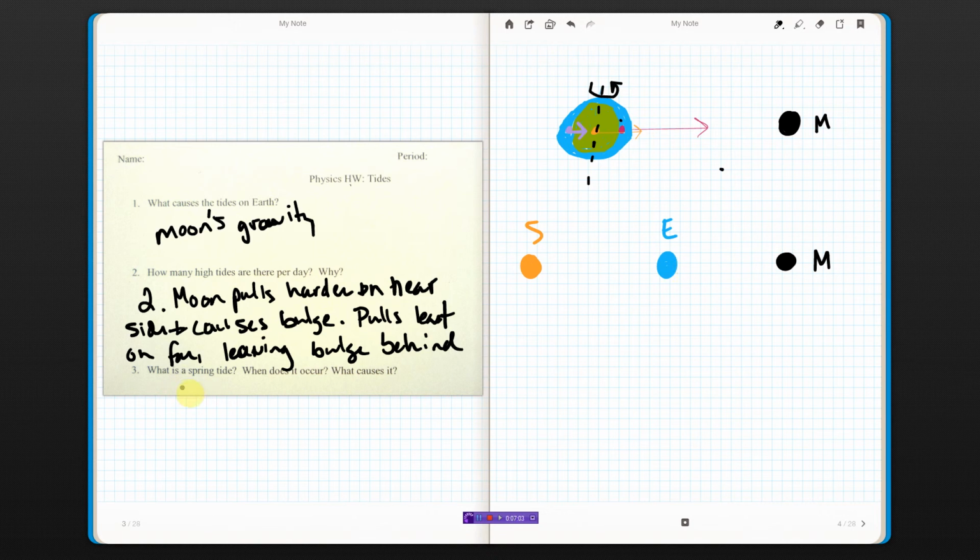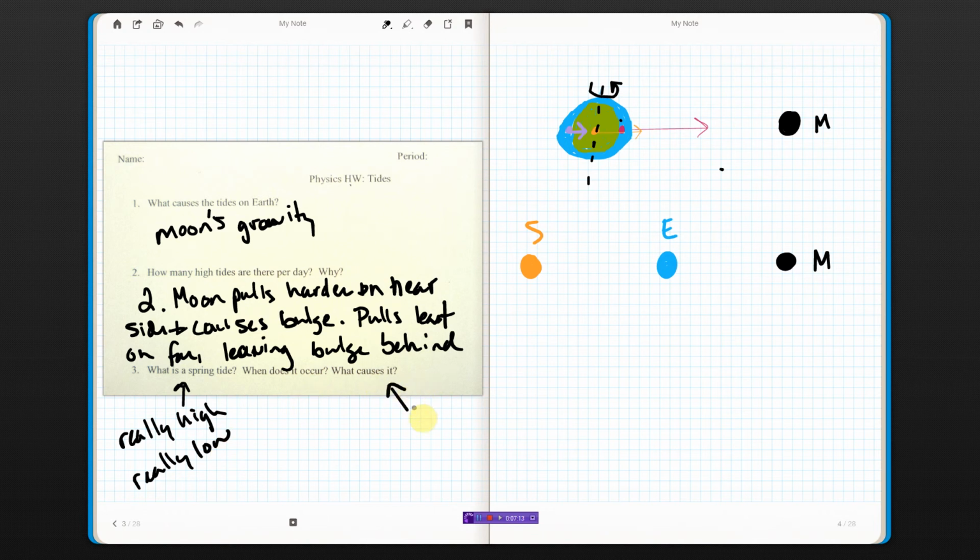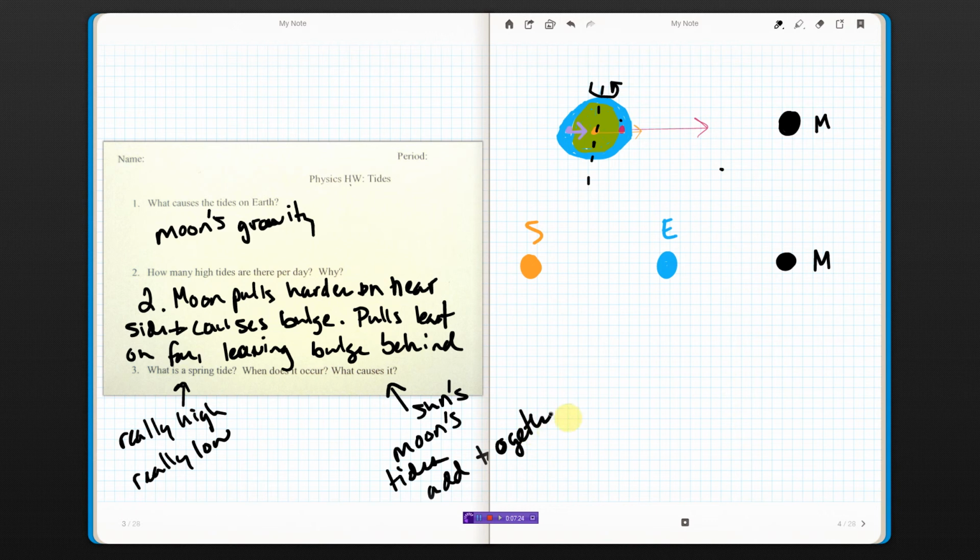Okay, so what is a spring tide? That is really high tides and really low tides. Okay? What causes it is that the Sun and Moon's tides basically add up. They add together. When does it occur? Now here's the thing. I need this line to happen.